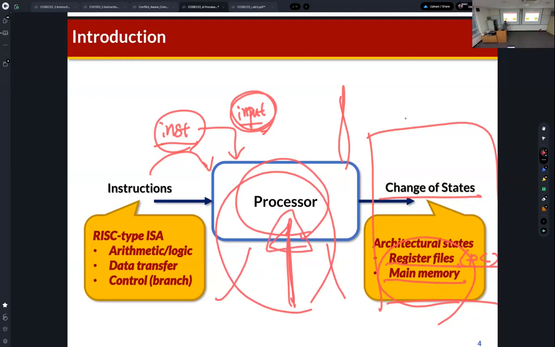So in chapter 4, we will focus on the inside of a processor. We will learn how these data are changed by executed instructions. So in chapter 2, we learned about the result of an instruction, and then in chapter 4, we will learn how these results are generated by a processor.